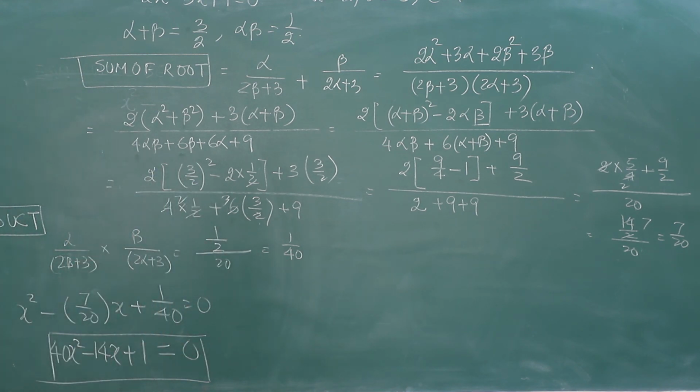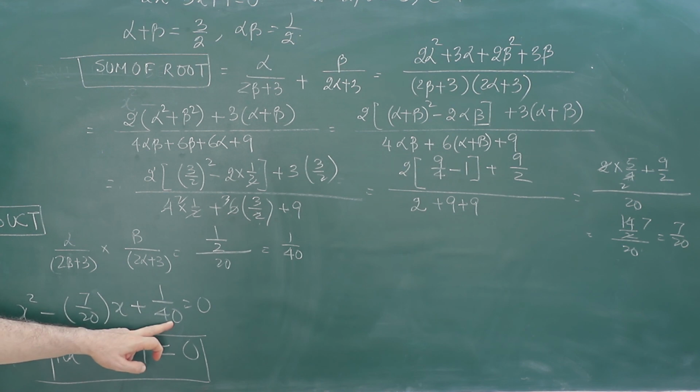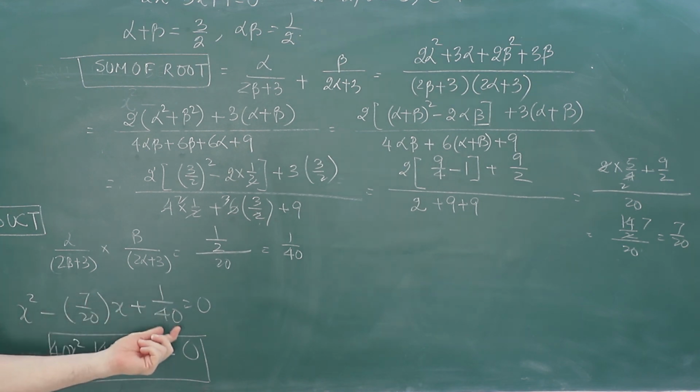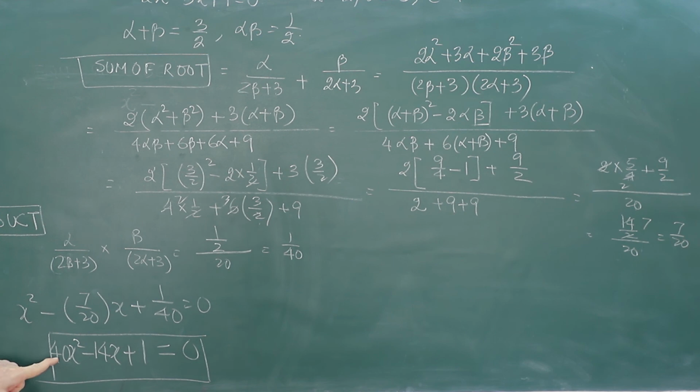The required equation is x square minus sum of the roots into x plus the product of roots. Sum of the roots was 7 upon 20. The product of roots is 1 upon 40. We take 40 as the LCM and it becomes 40x square minus 14x plus 1 is equal to 0, which is the required equation.